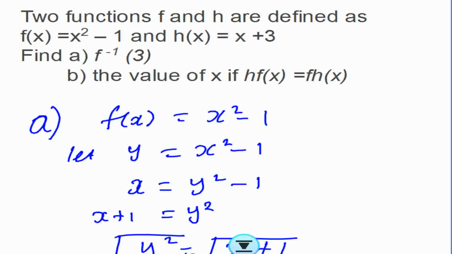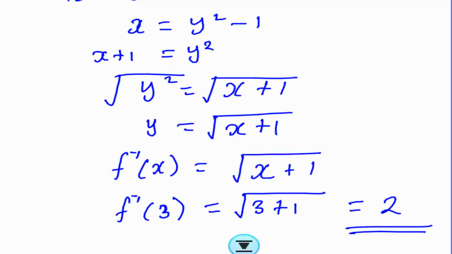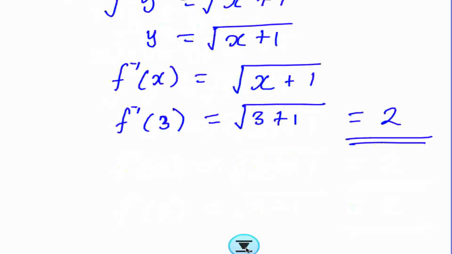Then part B, it is asking us for the value of x when hf is equal to fh. So we have to find these composite functions. First, let's start with hf. And we have to first write our expressions.